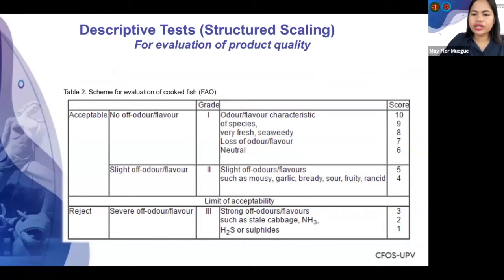Tingnan nyo, the score here is 10, no? Para sa mataas na score. And then, dito naman for the odor, the highest score is 5. And for you to reject it, you have this scoring. So, what can you say about this? Para siyang composite scoring, no? Para siyang type of composite scoring test, type of rating test, right? Do you agree? Natandaan niyo pa ba yung composite natin kanina?